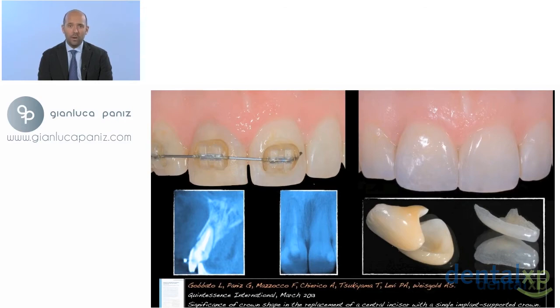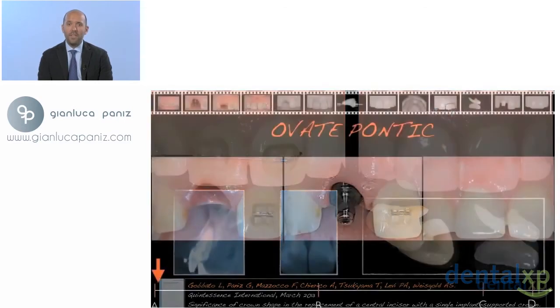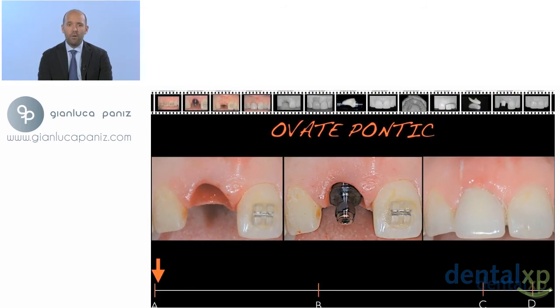Let's take a look at these specific cases. Nothing is different from what happened before because the tooth was extracted atraumatically.